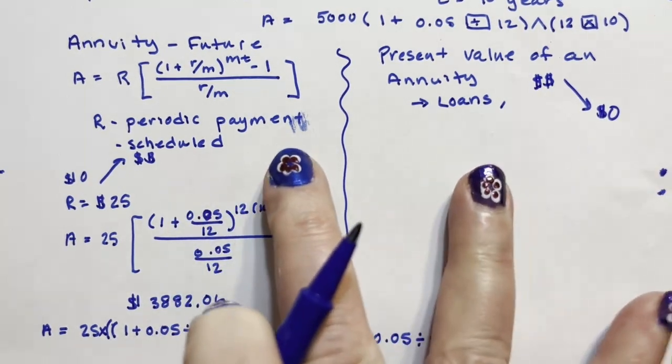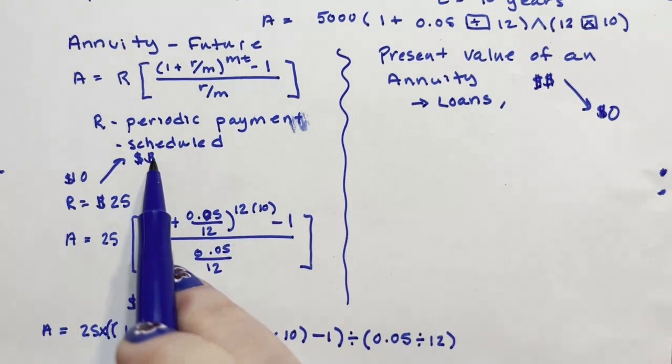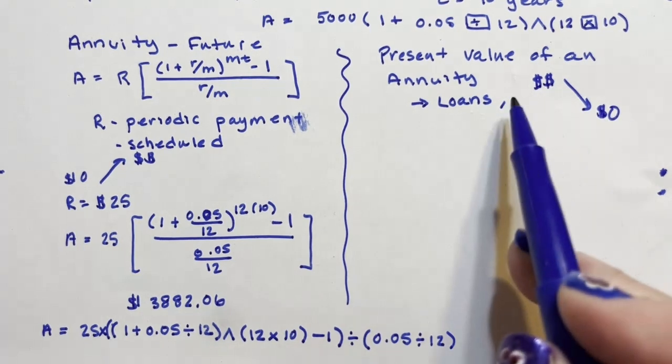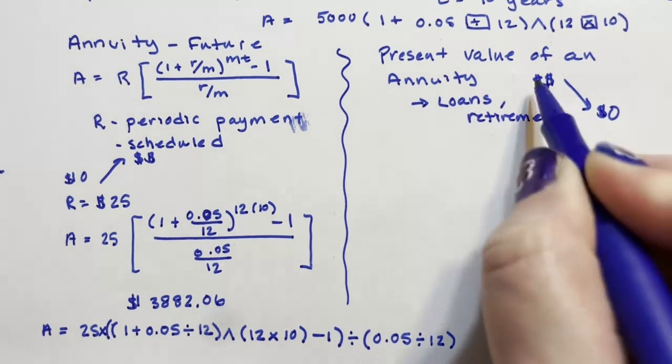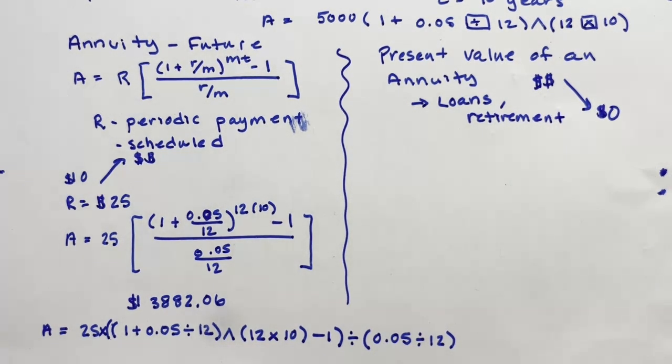So they're exact opposites. This is zero, building money to the future. This is I have money. So like retirement. This is also used for retirement. You know, I have a lot of money and I'm going down to zero.